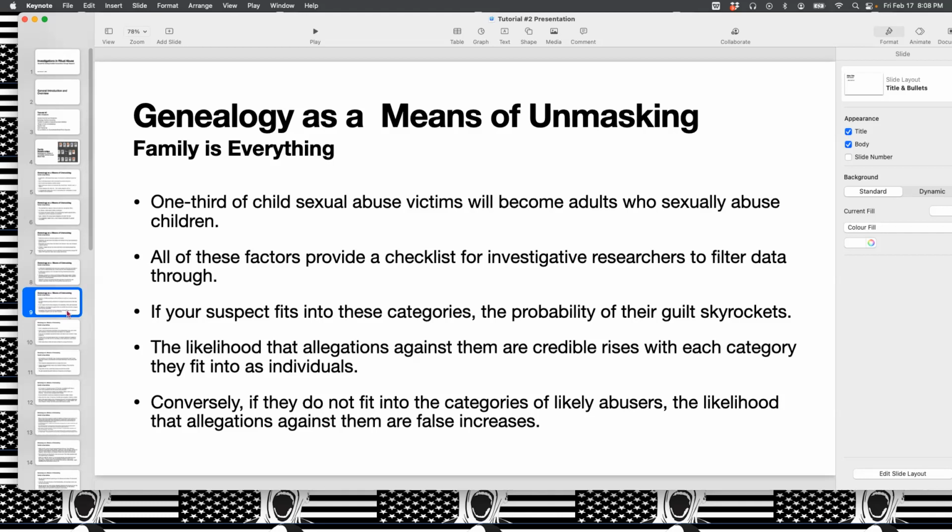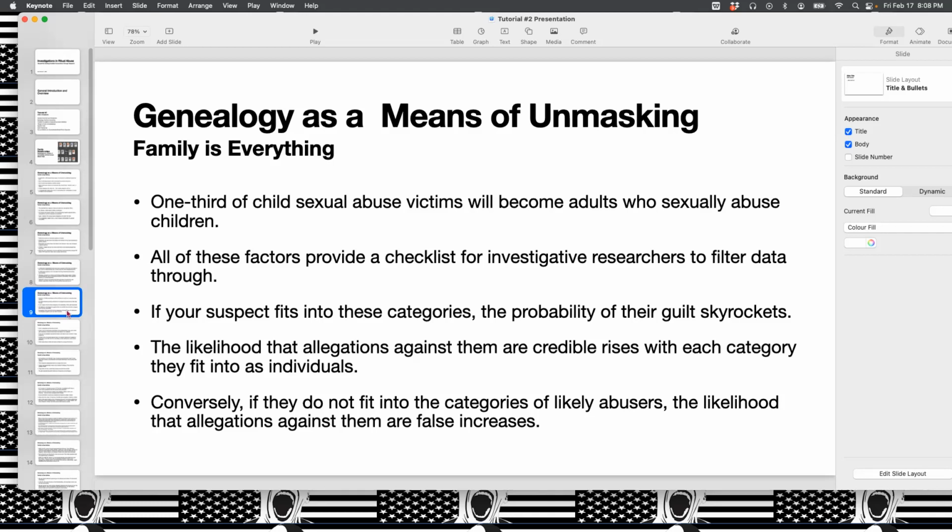When you're looking at all of these factors I've just mentioned, they provide a checklist for you as an investigative researcher to filter data through, to determine whether or not the allegations are credible, whether they fit what is known through scientific studies and academic literature. If your suspect fits into these categories, the probability of their guilt skyrockets. The likelihood that the allegations against them are credible rises with each category they fit into as an individual. Conversely, if they don't fit into the categories of likely abusers, the likelihood that the allegations against them are false increases.